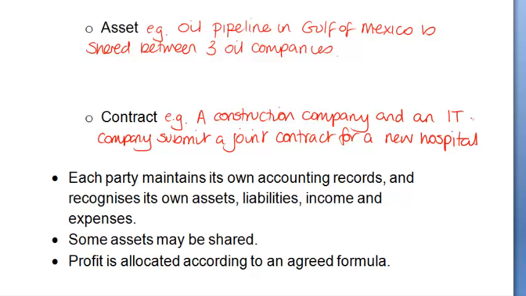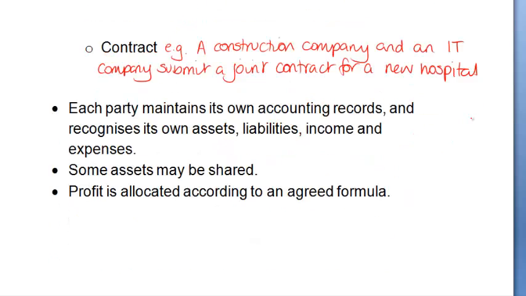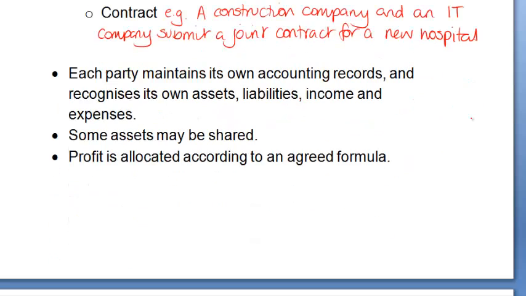Now, if this is the case, you must keep your own accounting records, because each party will know these are the costs which I've incurred, and we work out how much profit and so on. It is possible to share assets. It is possible to have joint ownership of the assets, in which case you take it on a proportionate basis, and we'd agree profit according to a formula.